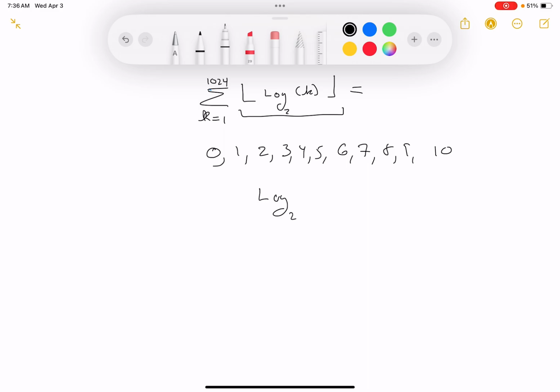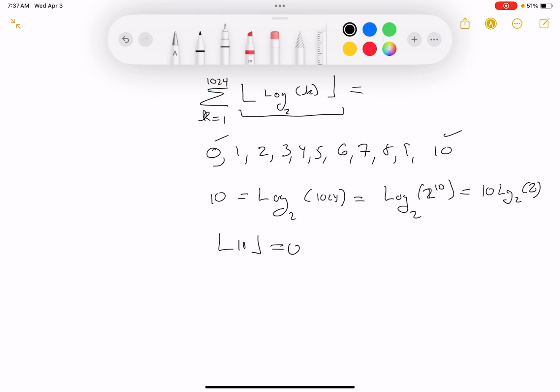Log base 2 of 1024 can be log base 2 of 2 to the 10th power. Let me make sure I understand that. 2 times 2 is 4, 8, 16, 32, 64, 128, 256, 512, 1024. What happens over here? This is 10 times log base 2 of 2. Well, log base 2 of 2 is just 1, so this number is just 10. And what's the floor of 10? It's just 10, and it's stopping at 10.